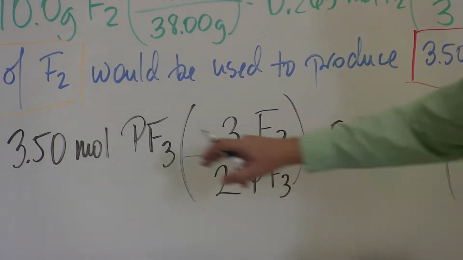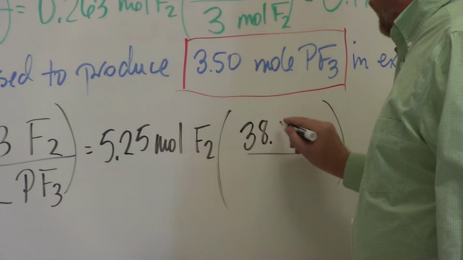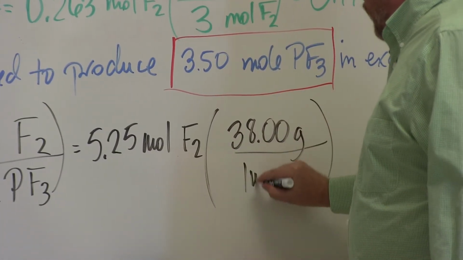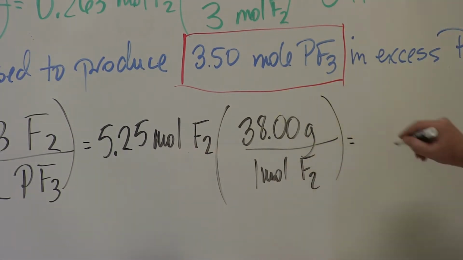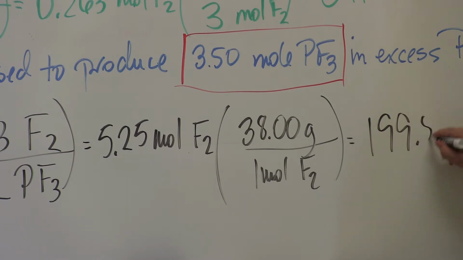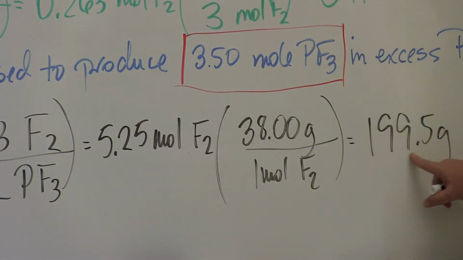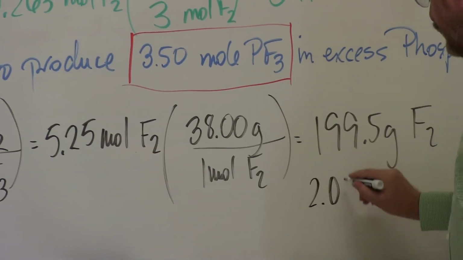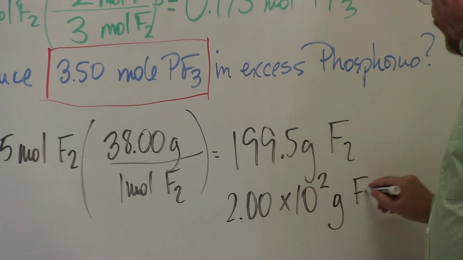But the problem wanted the mass of fluorine. We have moles. We know how to make this conversion. 38 grams for every mole of F2. And that's going to give us the final mass, which is 199.5 grams of fluorine. Now you can see here we had 3 significant figures in our original, and now we have 4 significant figures, so we're going to round that up. When we do, we're going to get 200. Very hard to represent that number in 3 significant figures, so it'd be 2.00 times 10 to the second grams of fluorine.